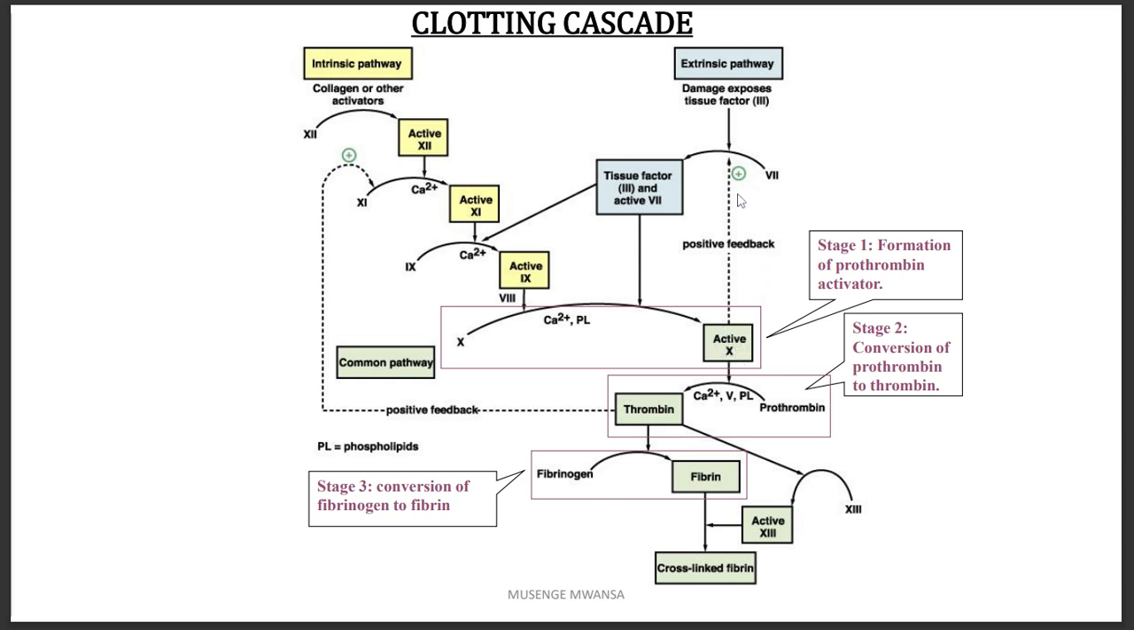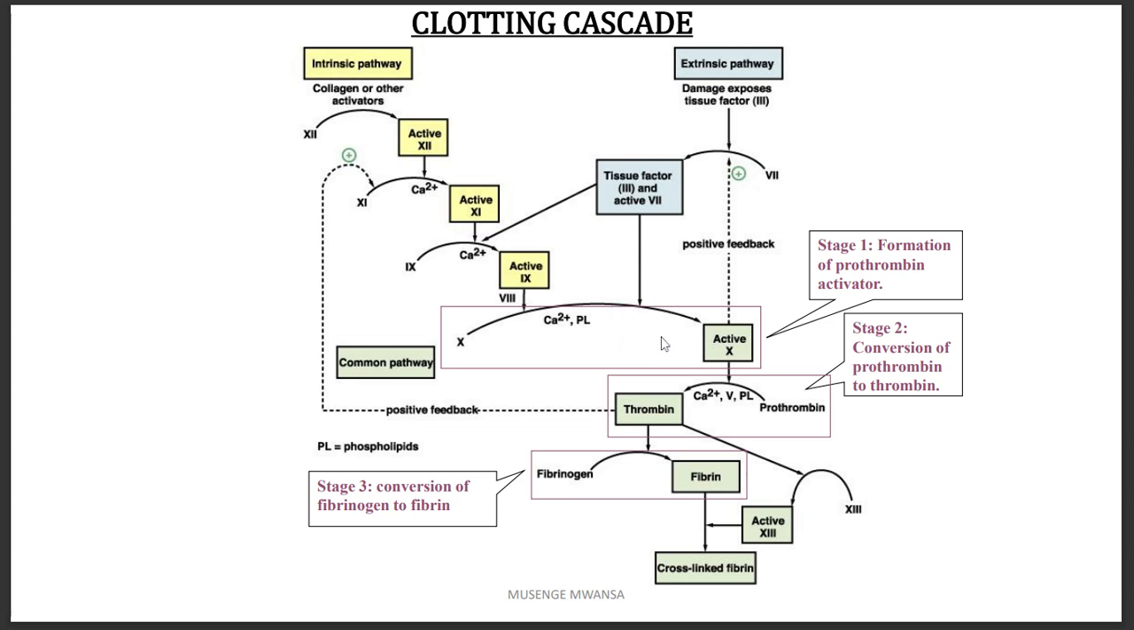All right. So for the extrinsic pathway, we said you are going to expose the tissue. The tissue has been hit, so tissue factor is going to be released, which is factor 3. It converts factor 7 into factor 7A. The 7A now converts 10 into 10A. So intrinsic and extrinsic, the formation of factor 10A is going to be stage 1. That is now going to be what we call prothrombin activator.